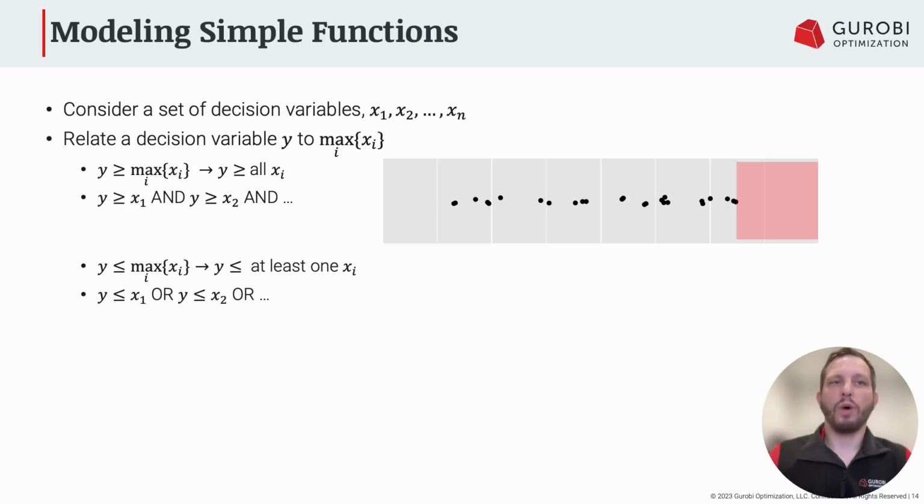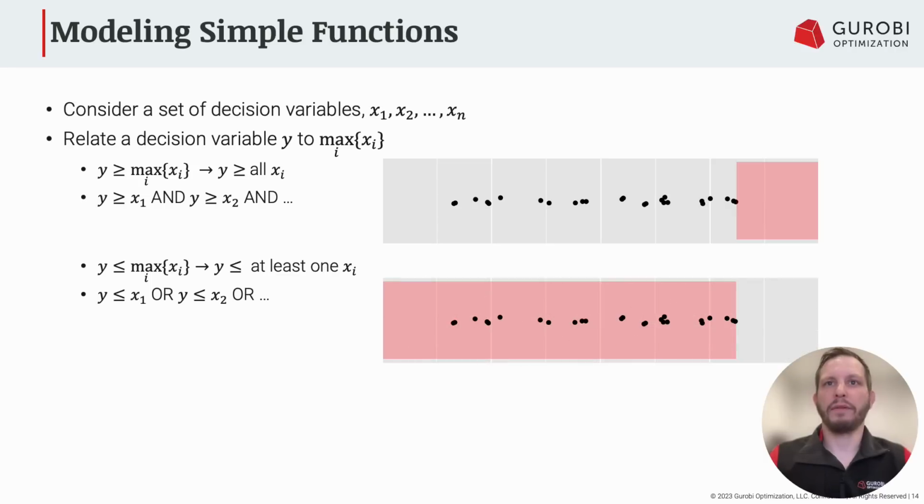Say we want to relate y to be less than or equal to the max. That means that y is less than or equal to at least one xi. It could be less than or equal to more of them, that's fine. But if it's less than or equal to the max, then it must be less than or equal to at least 1. So that means y is less than or equal to x1, or y is less than or equal to x2, or x3, and so on and so forth. So that means we would have y being in this shaded region on the left, much larger, but it means it must be less than or equal to one of our x values.